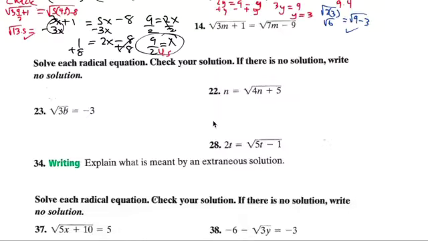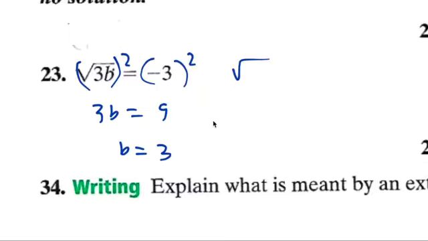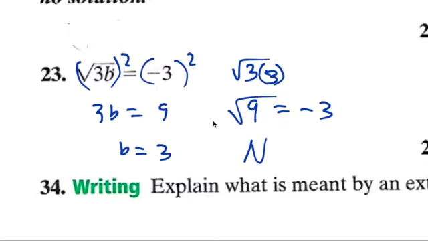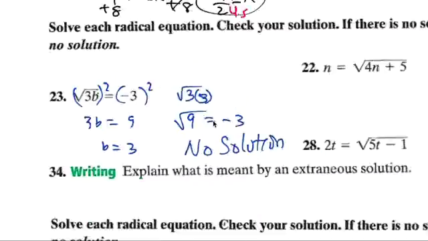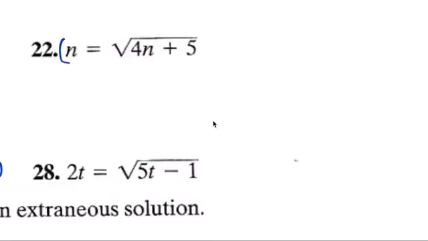Number 23 is no solution. You squared. You get 3b equals 9. B is 3. Square root of 3 times 3 is 9. Is that the square root of 9? Is that equal to negative 3? No. Square root of 9 is 3. This is called no solution. The answer is 5. Okay.